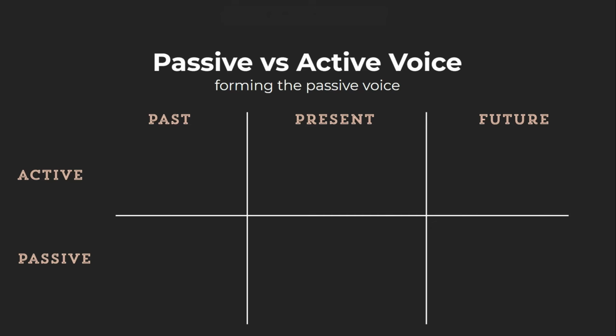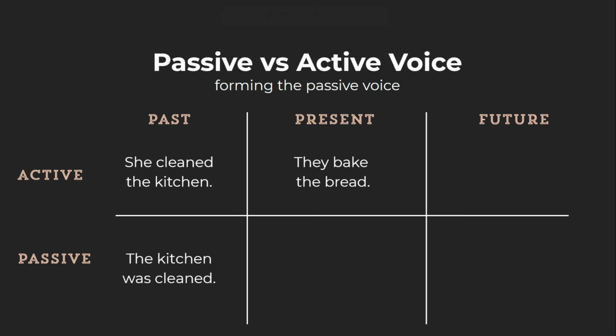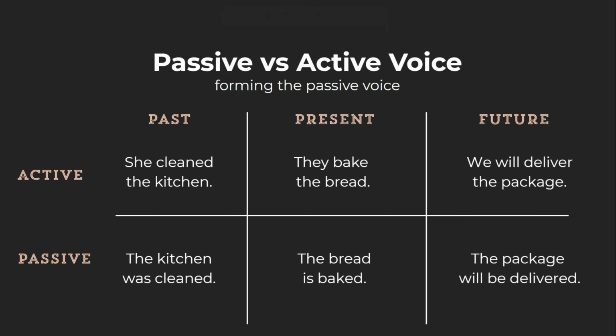In the past simple, the active voice would be "she cleaned the kitchen," and the passive voice would be "the kitchen was cleaned." In the present, we'd have "they bake the bread," with the passive being "the bread is baked." And in the future, we would have "we will deliver the package" in the active voice, with the passive voice being "the package will be delivered." Notice how each passive sentence includes a form of be, like was, is, or will be, and the past participle, like cleaned, baked, or delivered.